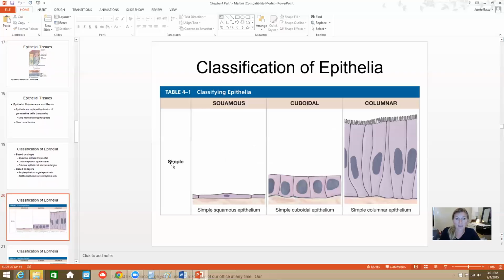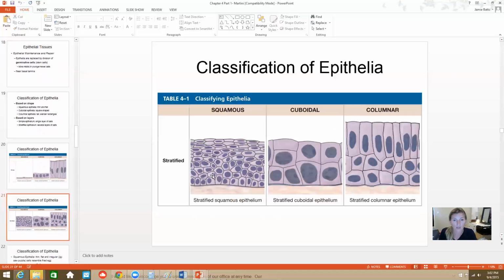Here you see simple squamous, one cell layer of thin, simple cuboidal, one cell layer of cubes, or simple columnar, one cell layer of columns. Or stratified squamous, lots of flat cells, stratified cuboidal, lots of cuboidal cells, and then stratified columnar is a little tricky, but the idea is it's classified by that top or apical cell layer. So these cells on top are columnar, therefore this is stratified columnar epithelium.